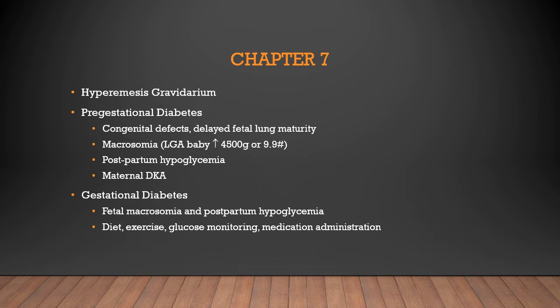Gestational diabetes is diabetes that occurs during pregnancy. And because it's often not found or doesn't even start until halfway through the pregnancy, the congenital defects are less likely. Fetal macrosomia and postpartum hypoglycemia are still risk factors because the baby is still receiving excess glucose during pregnancy.